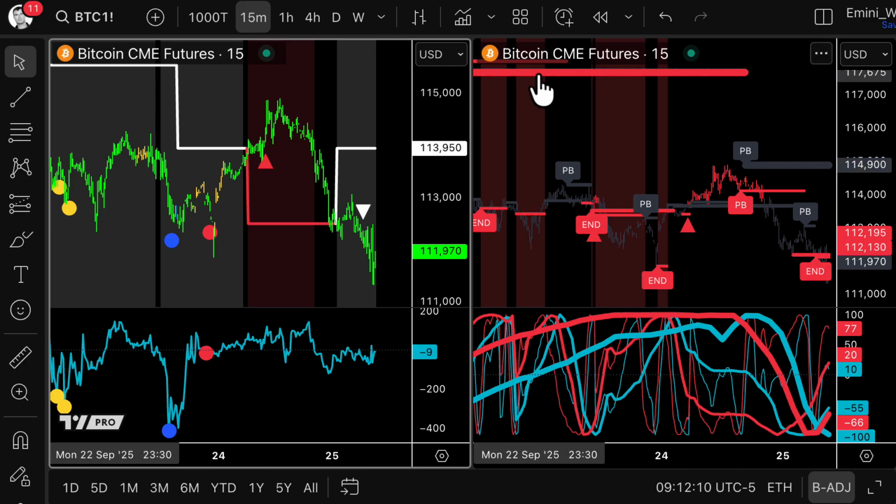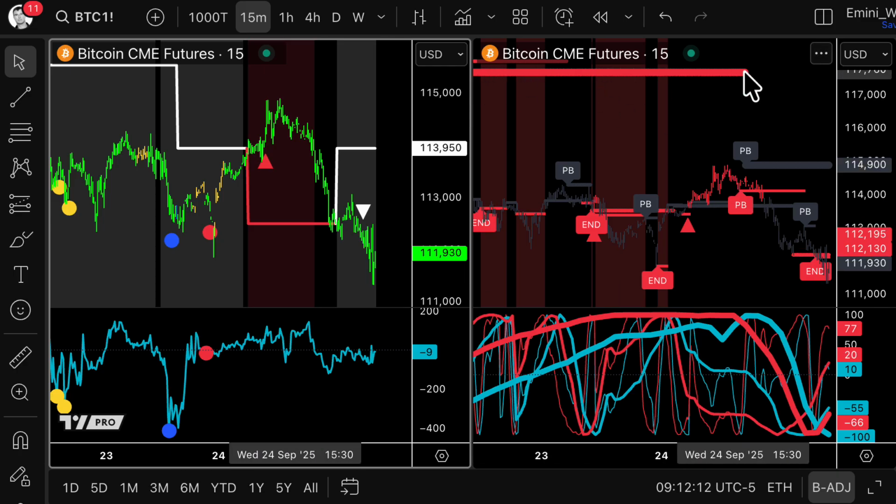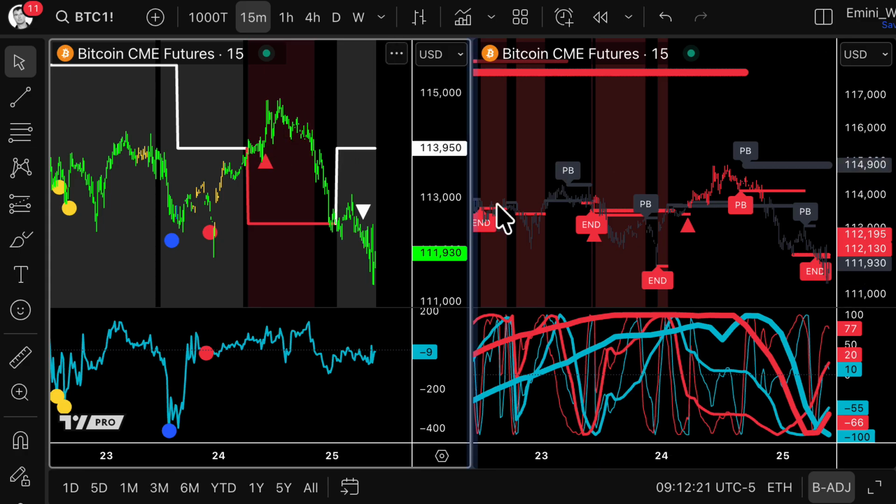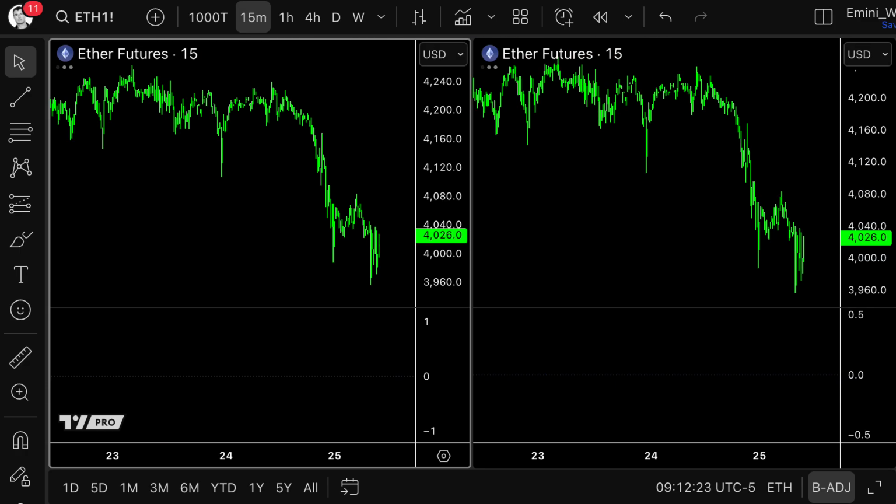We'd broken support in the highest time frame here, the solid red line. We'd come back up to resistance in the highest time frame. It was pulled back in a downtrend. We just bounced off that and just continued down. So that was happening at this point here. And then Ethereum also coming off.